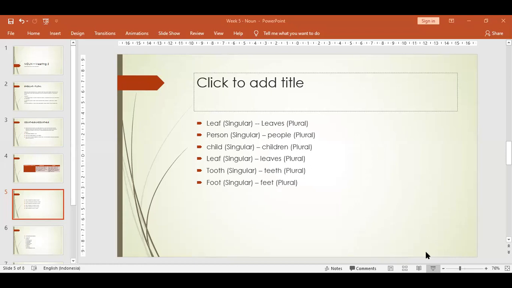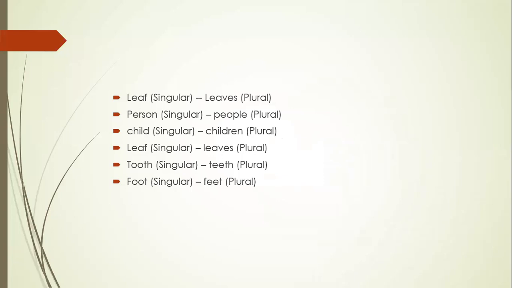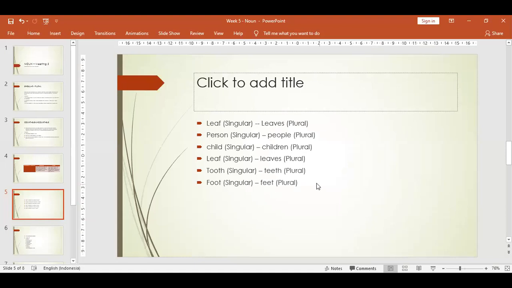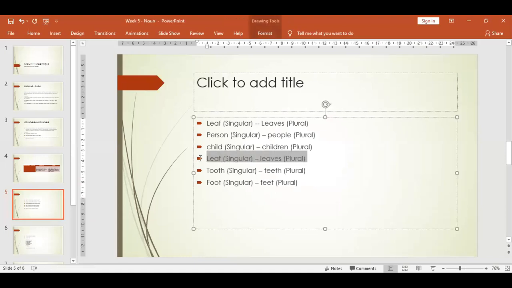So, ini adalah contoh ketika ada perubahan bentuk ya dari singular ke plural dan it's a little bit significant. So, for life, ya, untuk pluralnya dia berubah F menjadi V dan ada tambahan ES. Person menjadi people, child menjadi children. Oke, ini ada sedikit pengulangan. I will just delete it. Dan ada tooth menjadi teeth, ada foot menjadi feet ya.